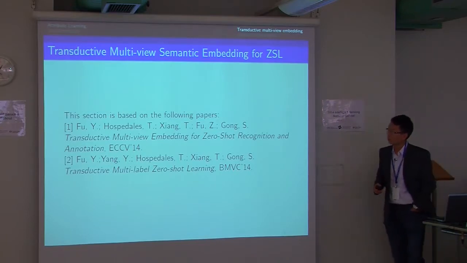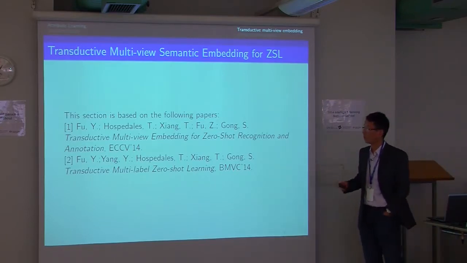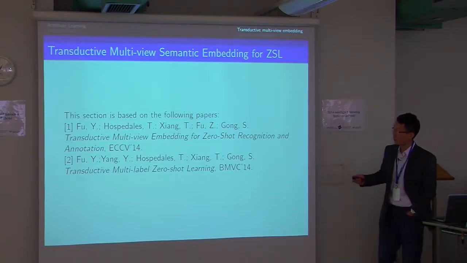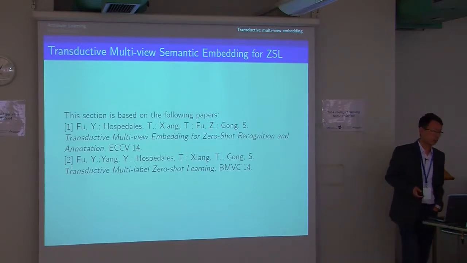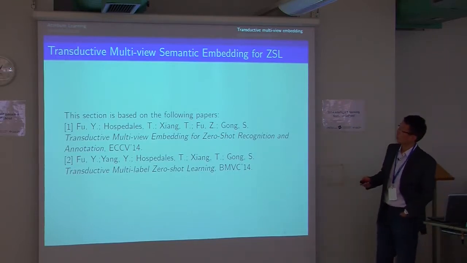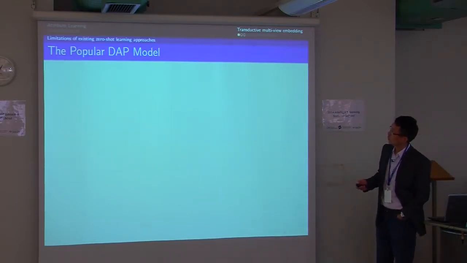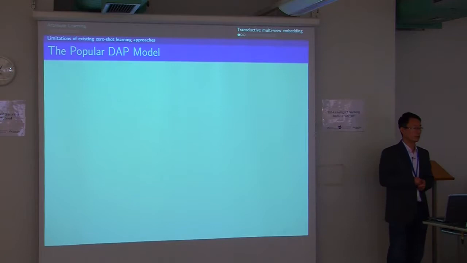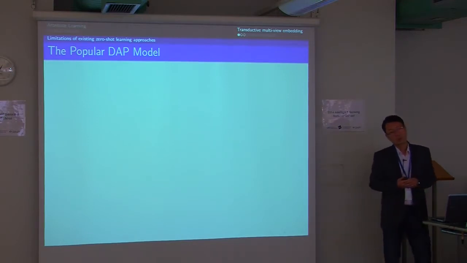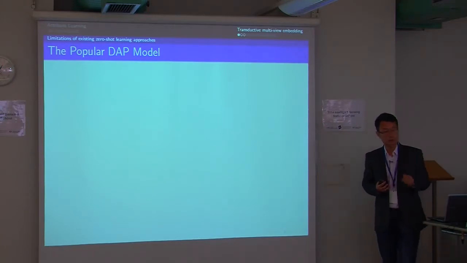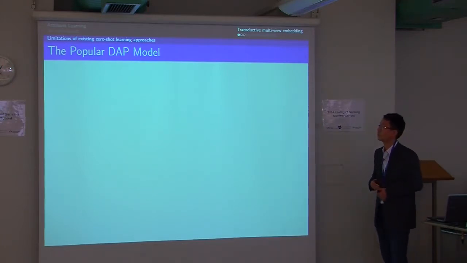So now I will look at some recent work I did with Yan Fu, Tim Hospitals, and Shengdong here. What I want to do is first look at the limitations of existing zero-shot learning approaches based on attributes. And I will then introduce a solution to solve these limitations.